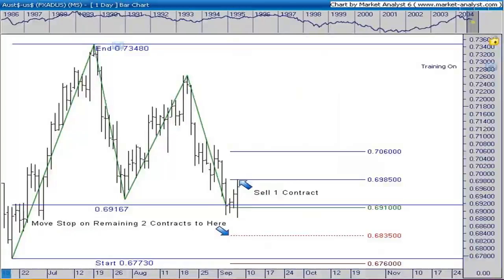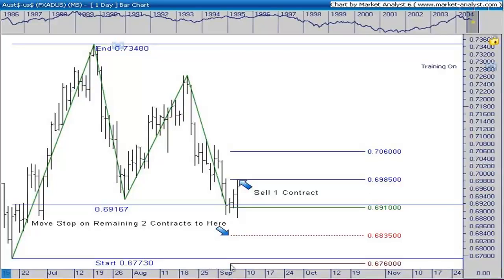So we've added some bars here. We were filled on all 3 of our contracts right here at 69.10. The market moved up and hit our first target at 69.85. It's at this first target that we would sell 1 contract. That means we have 2 left.